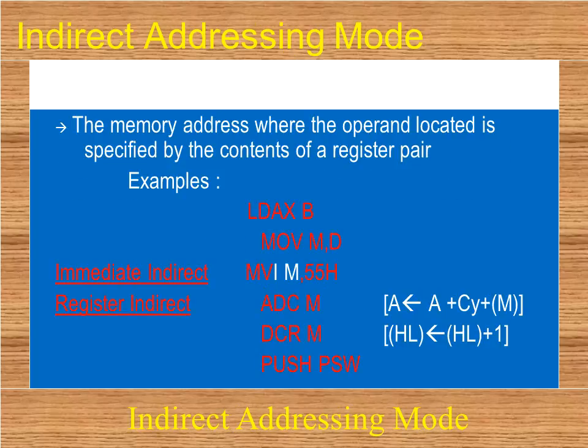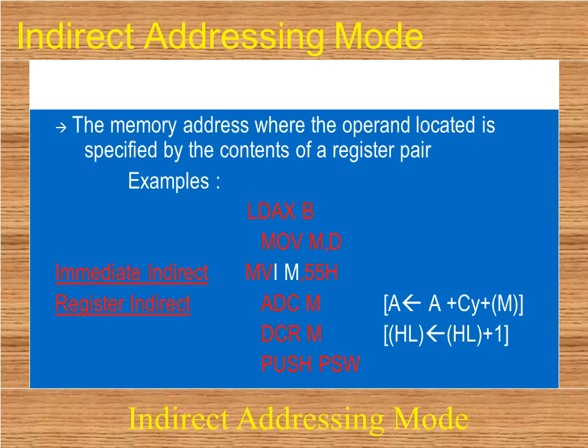Indirect addressing. The memory address where the operand is located is specified by a register pair. For example, LDAX B: load the content of the memory pointed to by the BC register pair into the accumulator. We have 3 register pairs: BC, DE, HL.